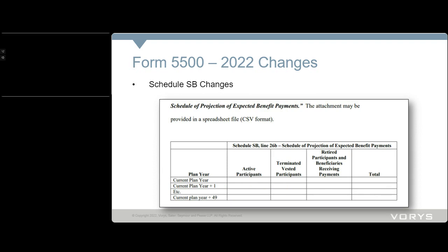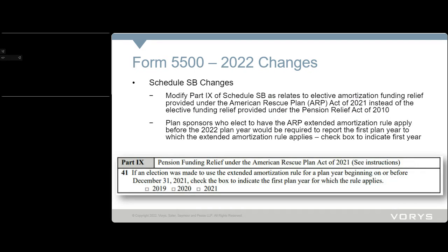And so the agencies were similarly not persuaded by the commenters' objections to cost and burden for the Schedule SB changes either, so the schedule of projections can also be filed in a CSV file format. Finally, the last Schedule SB change relates to elective amortization funding relief provided under the ARP Act of 2021. And so if plan sponsors have elected to have ARP extended amortization apply before the 2022 plan year, you'd be required to check a box here to indicate the first plan year for which the plan elected funding relief.